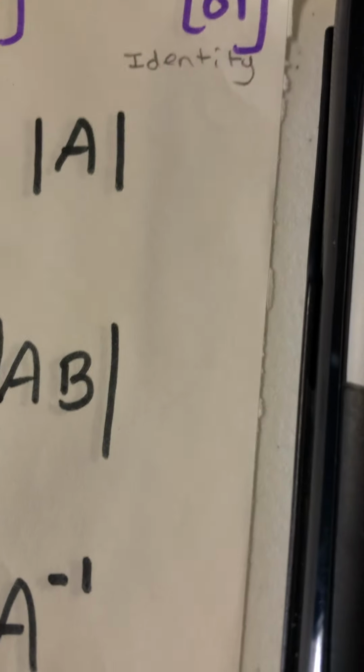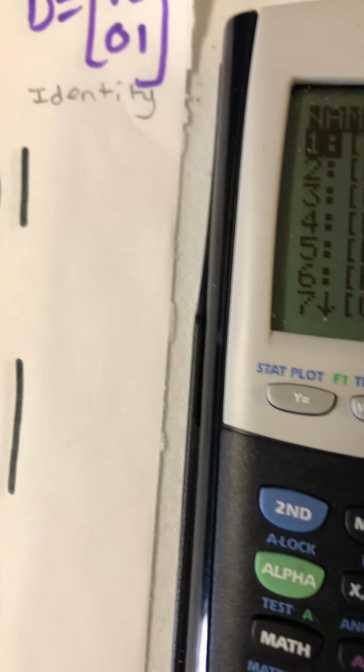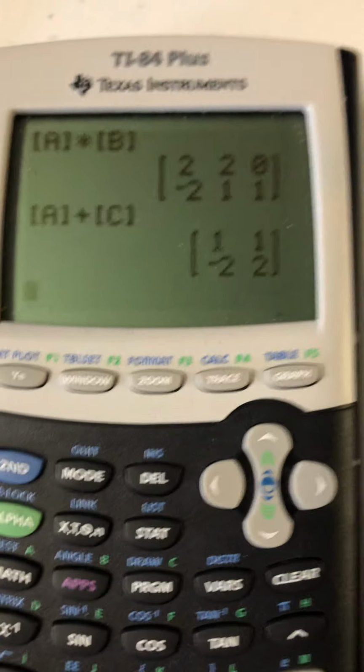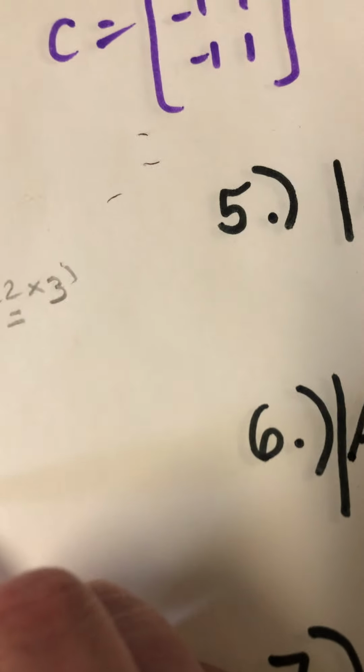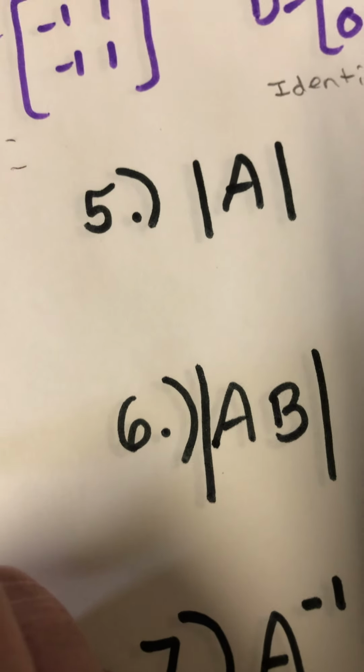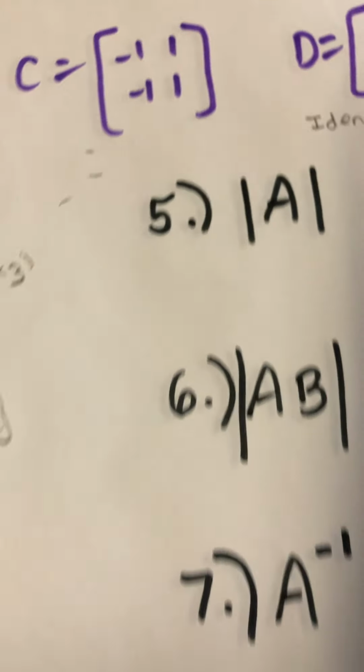I'm going to add now, again, matrix C. So I'll enter option 3. And as long as everything matches up, I'll even add matrices together. So I get here 1, -2, 1, +2.